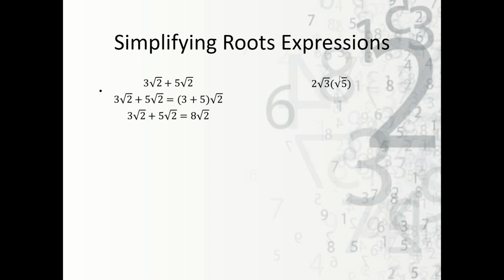Now when we multiply, we multiply the coefficients and then multiply the roots. So in this case we have 2 times 1 in reality, because this is 1 square root of 5. 2 times 1 is 2. And square root of 3 times square root of 5. So we end up with 2 square root of 3 times 5. And 3 times 5 is 15. So it's 2 square root of 15.